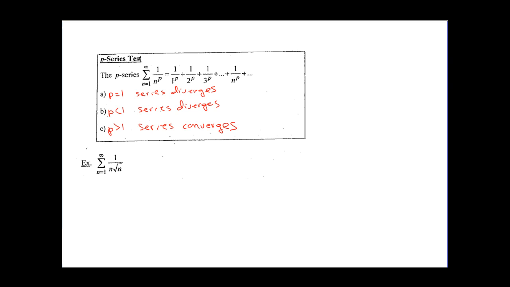So now if we look at the first example, we have n equals 1 to infinity of 1 over n times the square root of n. This is the same as writing n equals 1 to infinity of 1 over n times n to the 1/2, which is the same as 1 over n to the 3/2. In this case, p is greater than 1, so the series converges by the p-series test. Pretty simple test, pretty straightforward.